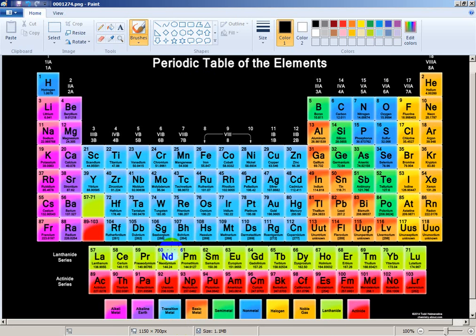So I am taking class today. This row is period 1. The second row, lithium, beryllium, boron, carbon, nitrogen, oxygen, fluorine, neon, is period 2. Sodium, magnesium, aluminum, silicon, phosphorus, sulfur, chlorine, argon are period 3 elements.